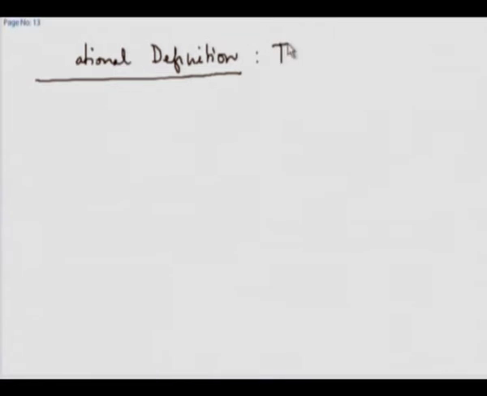But now we will go to the thermodynamic definition. We will set up a procedure. We will now set up an operational definition, which finally will become our illustration of thermodynamic definition of work.